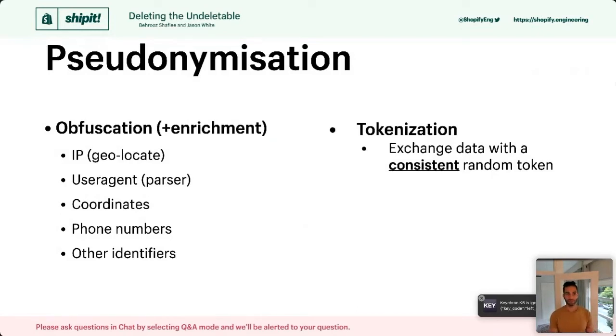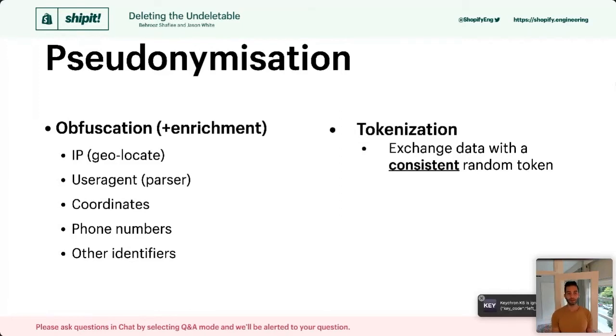To do that, we use what GDPR calls pseudonymization. Pseudonymization is processing of personal data in a manner that no longer can be attributed to a data subject without using additional information. In particular, we use two types of pseudonymization, obfuscation and tokenization. In obfuscation, identifying bits of data are masked and removed, and it's an irreversible action. For example, for an IP address, half of it gets masked. For user agent, all the identifying bits like fonts, resolution or clock skew get removed.